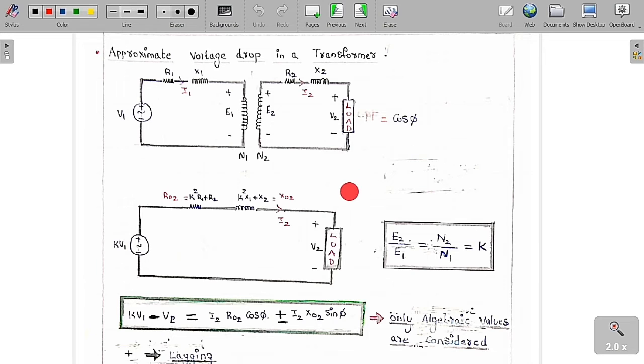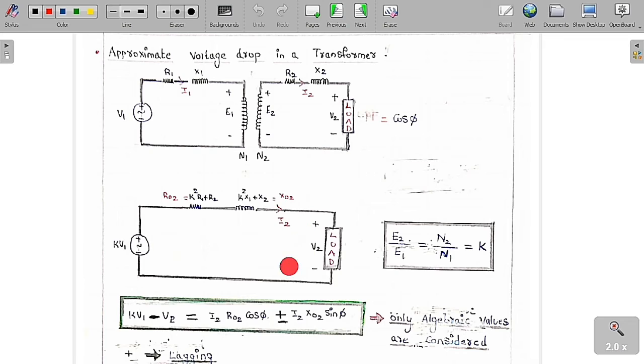So what I am going to do is shift this primary circuit to the secondary side. If I shift it to the secondary side, then RO2 is nothing but R2 plus N2 by N1 whole square into R1. Similarly, XO2 is equal to X2 plus X1 into N2 by N1 whole square. Similarly, this voltage source also we shift to the secondary, which is N2 by N1 into V1. We assume K is equal to N2 by N1. As I already told you, E2 by E1 is equal to N2 by N1, which is equal to K.